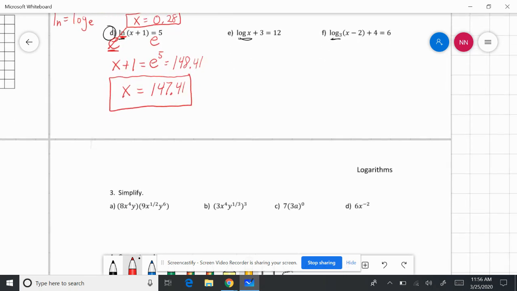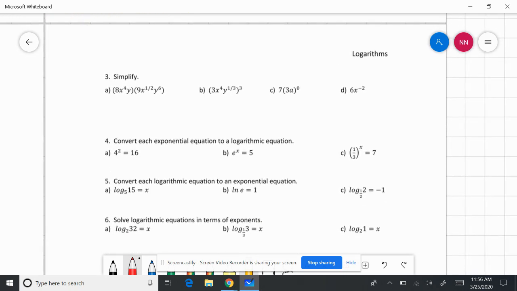Now looking at the second page, I'm just going to do a quick review of exponents. We're multiplying, so 8 times 9 is 72. And remember, when we multiply, we add the exponents. So 4 plus a half is 4.5. I'm going to write it as an improper fraction, so that would be x to the 9 over 2. This is a 1, this is a 6, so that's y to the 7.